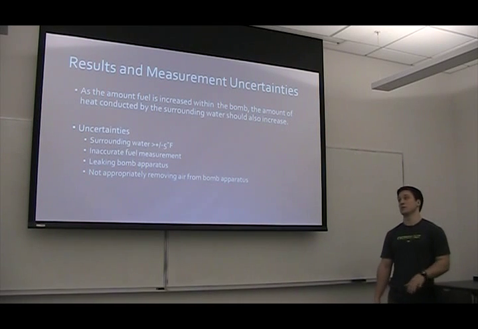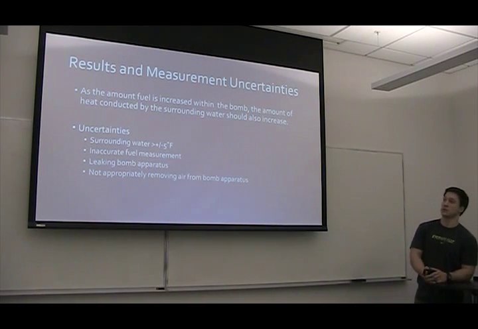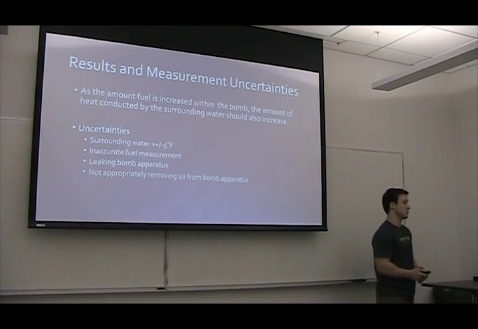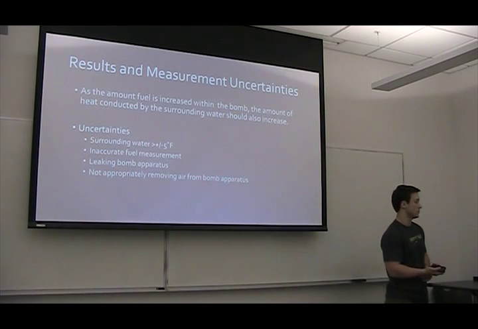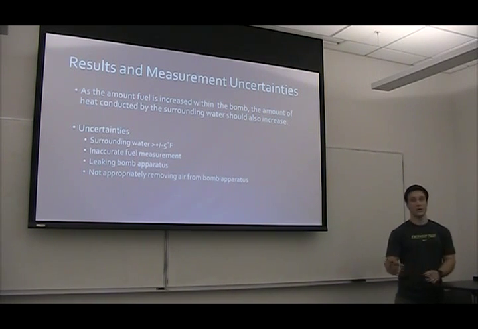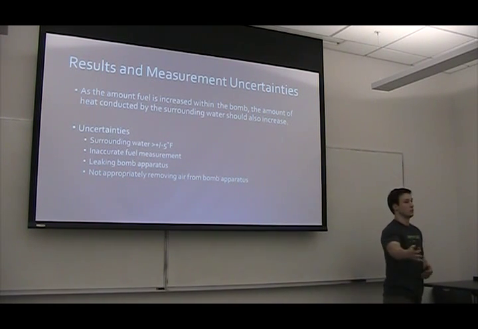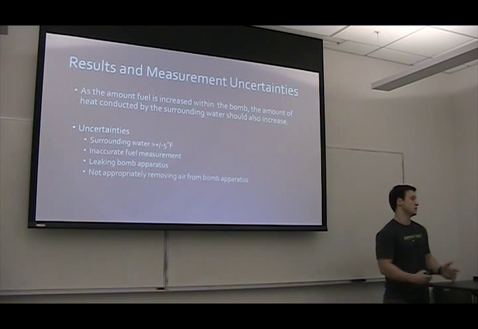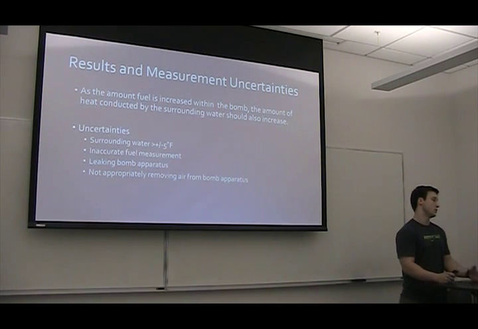Some uncertainties in this experiment: the surrounding water, like Kyle said earlier, is probably the most important part. If you have a specific amount and a specific temperature, and either of those are off, the data you collect will be off. It's directly related to your delta T, which will be different than what was actually experienced. Another is inaccurate fuel measurement. If you put in 1.2 grams instead of 1.1, obviously there's going to be more explosion that you didn't really account for in your data collection.